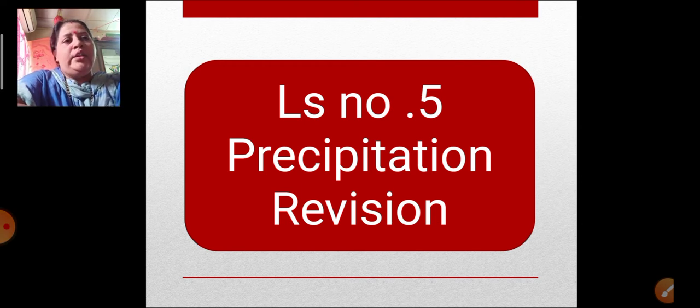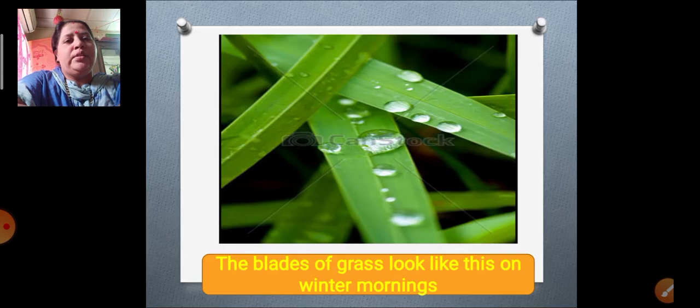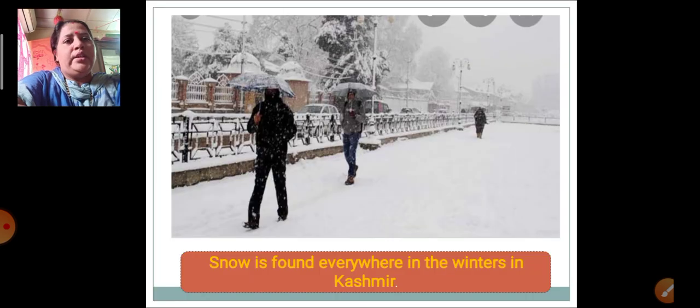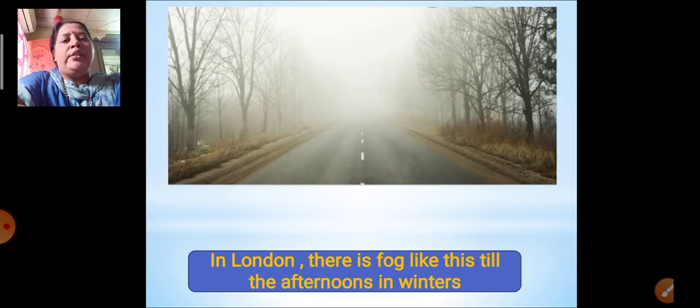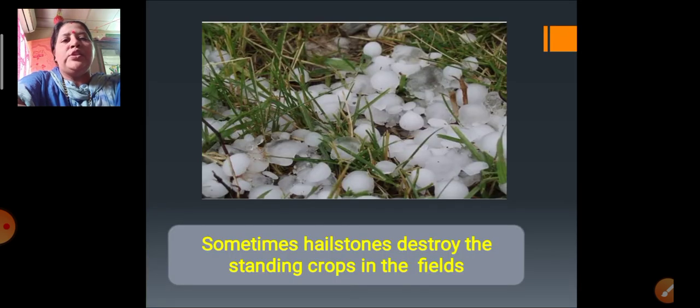Okay, here are some pictures, children. Here the picture is showing the blades of grass looking like this on winter mornings. Then snow is found everywhere in the winters in Kashmir. Generally, it rains between June and September in our region. In London, there is a fog like this till the afternoon in winters. Sometimes hailstones destroy the standing crops in the fields.